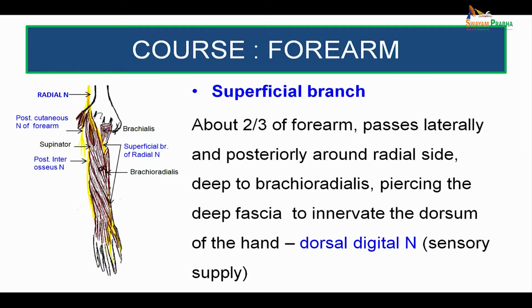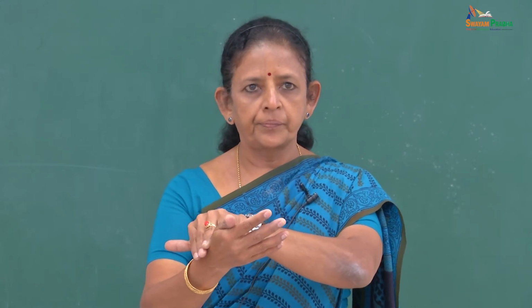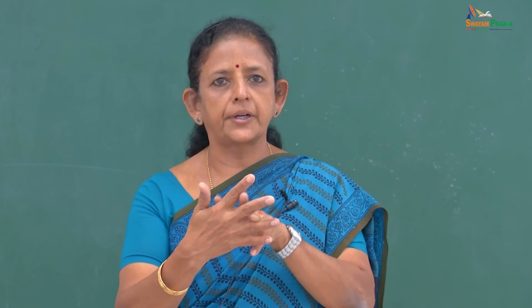So, the superficial branch, as it continues further forward, about 2/3 of the arm, it passes under cover of brachioradialis, and then under cover of the brachioradialis tendon, it passes laterally, posteriorly along the radial side, deep to the tendon, pierces the deep fascia and enters into the dorsum of the hand. There it supplies through the dorsal digital nerves. At this juncture, it is entirely a sensory supply.